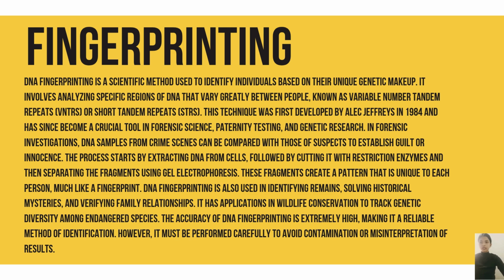DNA fingerprinting is also used in identifying remains, solving historical mysteries, and verifying family relationships. It has applications in wildlife conservation to track genetic diversity among endangered species. The accuracy of DNA fingerprinting is extremely high, making it a reliable method of identification. However, it must be performed carefully to avoid contamination or misinterpretation of results.